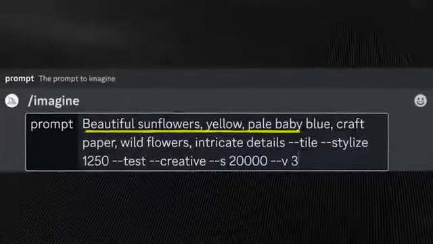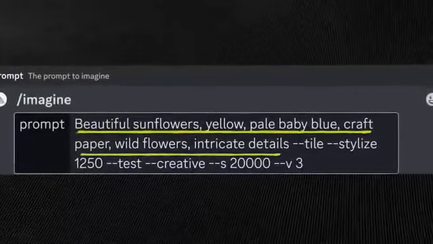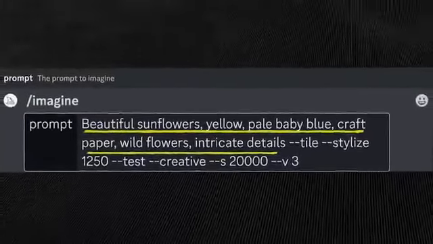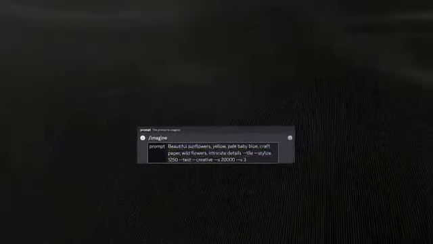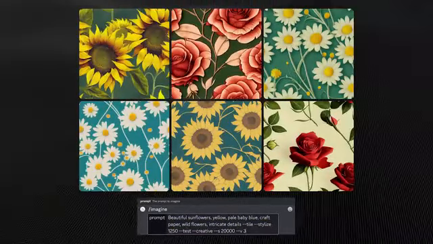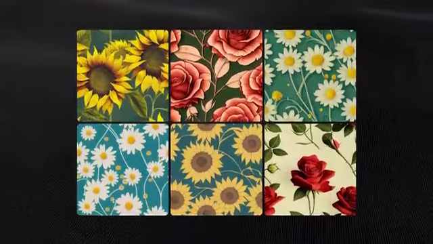So I gave it a prompt like this. Now, the first half is the type of pattern that we want and the things we want included in it. And the second half is just AI keywords to make a pretty image. These are some example images that I got by using this prompt, which in my opinion, isn't too bad. The cool thing is, Midjourney almost always prints a seamless pattern design.